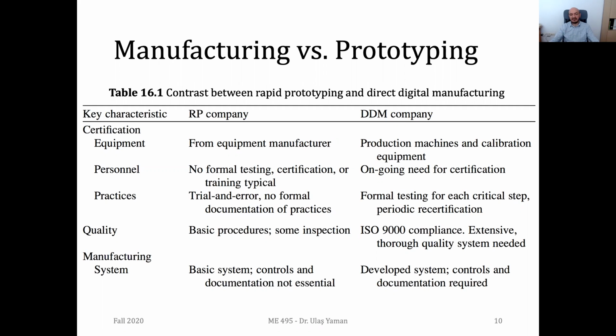You can simply have manual or visual inspection, but in direct digital manufacturing companies, we need ISO compliance in terms of quality, and they need an extensive quality system. In terms of manufacturing systems, Rapid Prototyping companies have very simple, basic systems, and they don't need high documentation. But in DDM companies, we need a proper system for storing the files and checking all these documents. So they should again obey different quality requirements.